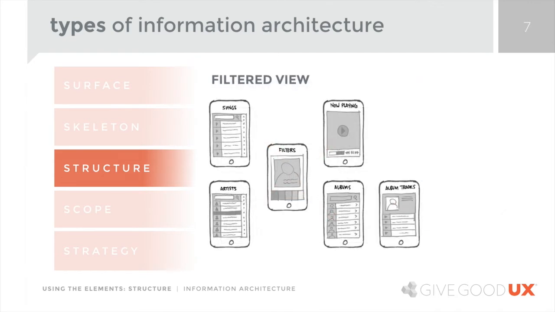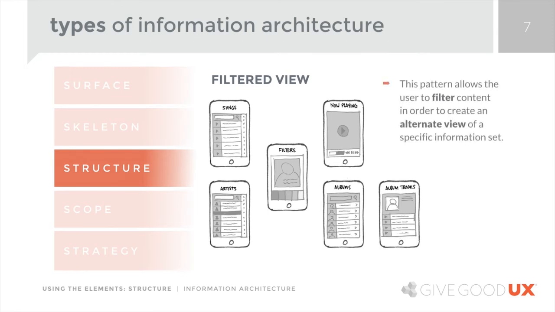Finally, we have what's called a filtered view. This is a pattern that you see a lot on e-commerce sites and in just about any situation where you have to search across very complex sets of information, okay, where once you do a search, then you can narrow it by certain attributes, certain filters. This is a pattern that allows people to use filtering options to create an alternate view of a specific set of information. I did a search and I get my results, and now I want to narrow what I see and what I don't see.